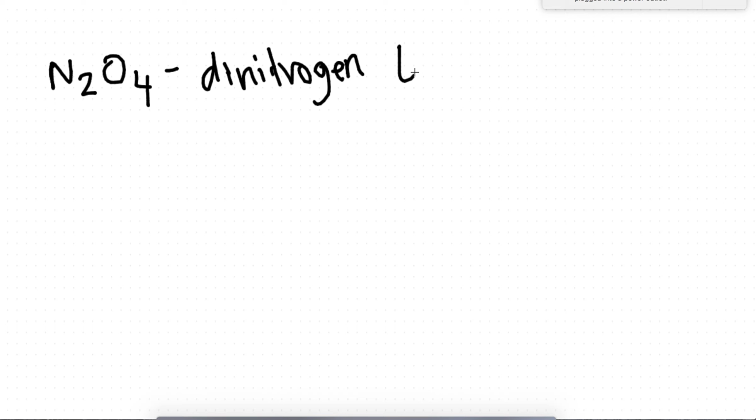N2O4. N is nitrogen, O is oxygen, both are non-metals. Since there's a 2 in front of the nitrogen, dinitrogen. Tetraoxide, tetroxide. That's the thing. When tetra combines with oxide, you cut off the A from tetra because A and O are both vowels, clashes, so tetroxide.